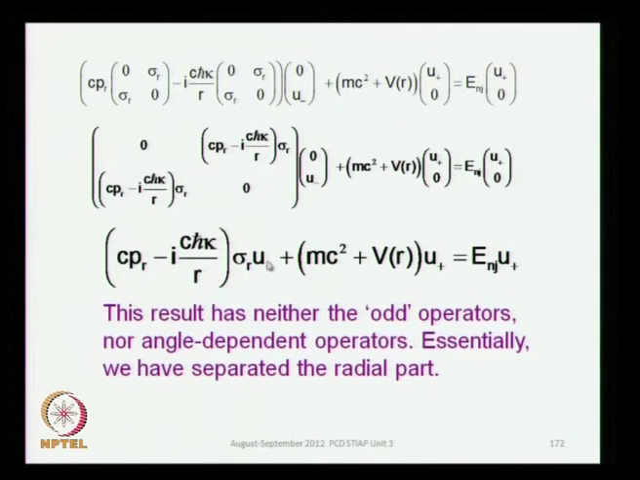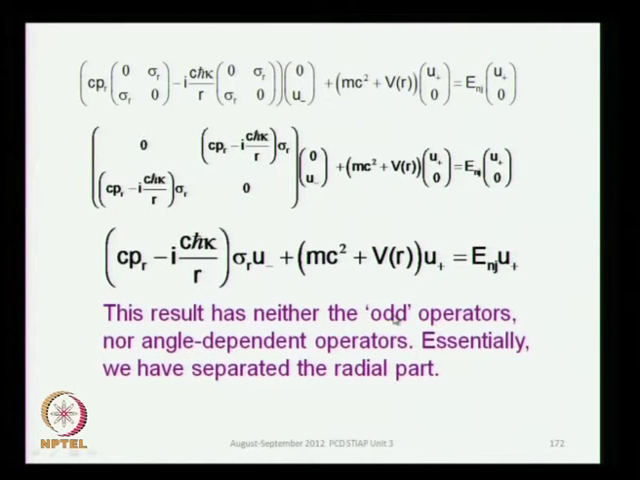Okay. You have gotten rid of odd operators, and there is nothing that is angle dependent. So, as a matter of fact, we have achieved the separation of the radial and angular part, but this is not the whole story. This is the essential idea, because we have to do a little more algebra with this to figure out how exactly the complete Dirac equation is handled. I will show you how to do that.